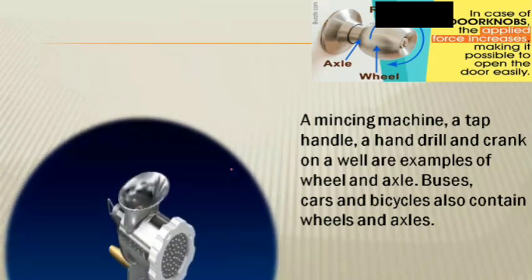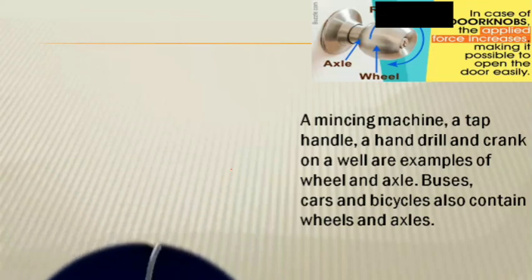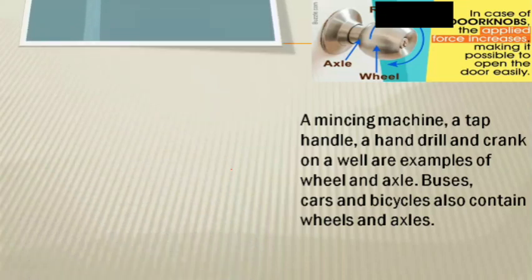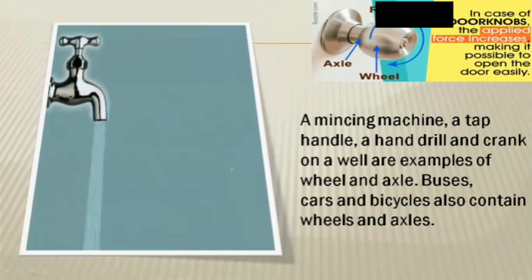Next we will see a tap handle. A tap handle is also a form of wheel and axle. If you see, this is a tap handle, this is the wheel, and inside this one is the axle. So when we move this wheel, this axle will also move and the tap will open and turn on and the water will flow from it. And like this, it is used for closing.